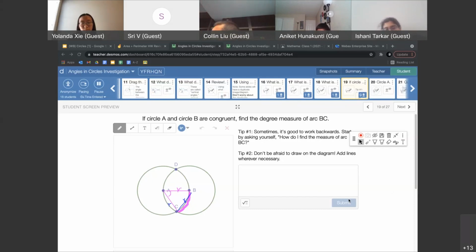Now, find the degree measure of arc BC. So finding the degree measure of arc BC is just asking us to find the measure of angle A, which I have drawn here, right? So we know that the measure of an angle for an equilateral triangle is 60 degrees. So therefore, we can find that the degree measure of arc BC is 60 degrees. So that would be our answer.